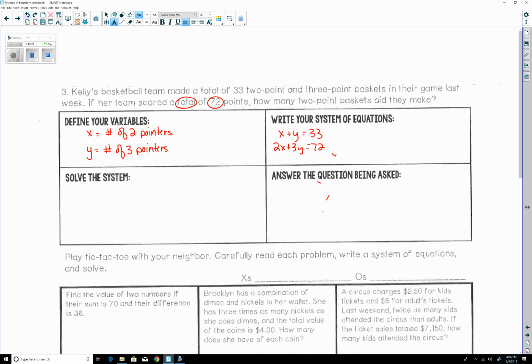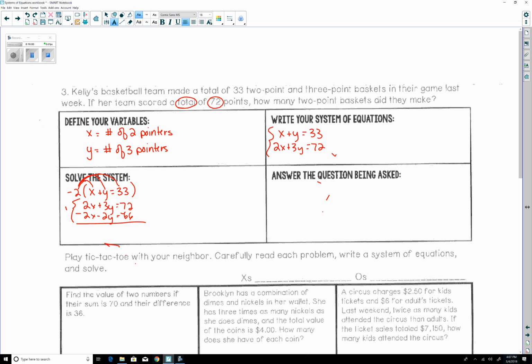So let's rewrite our system of equations. x plus y equals 33, and 2x plus 3y equals 72. That's our system, and I'm going to use elimination to solve them. So I'm going to multiply this top equation through by -2. It means everything in that equation needs to be multiplied by the -2. So I'll have -2x minus 2y equals -66.